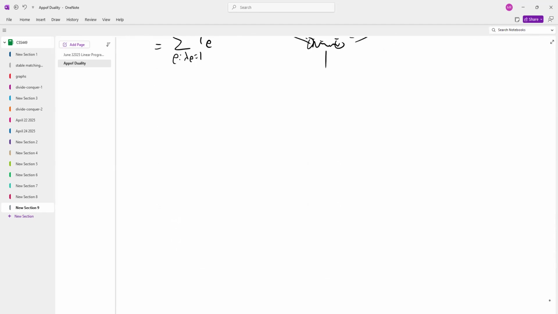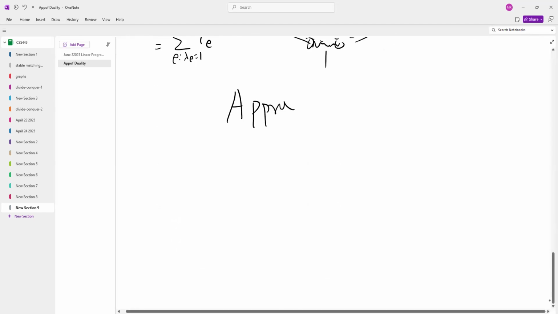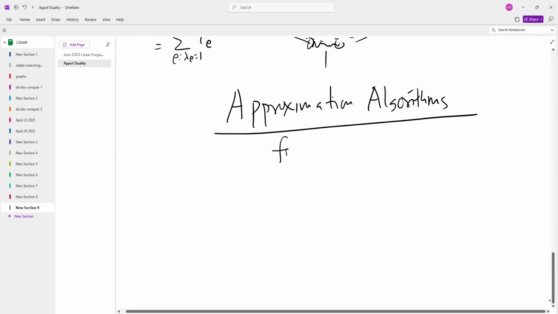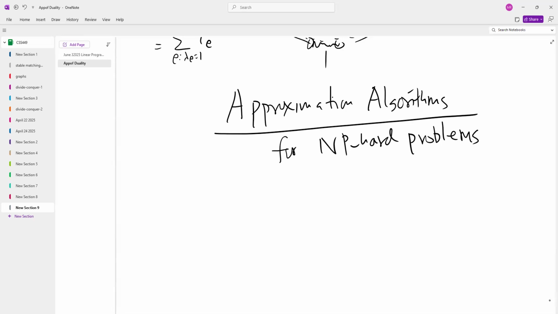And now let's talk about another very interesting topic, which is approximation algorithms for NP-hard problems. Okay. Now, this is another fascinating and very broad topic, so we'll just touch upon a few things. I think I'll be able to cover 2 approximation algorithms, not more than that.